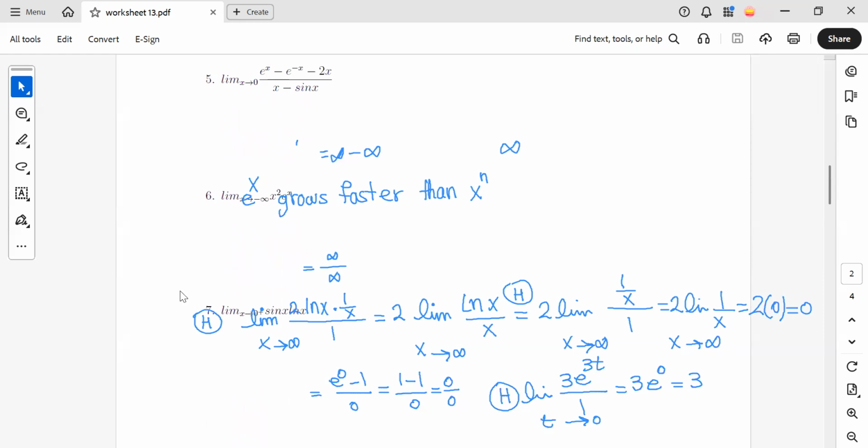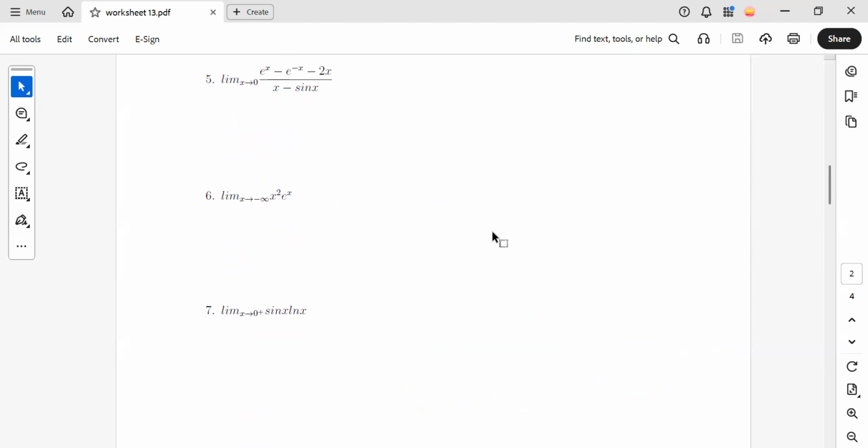Number 5 is finding the limit of this fraction here. Again, we would check if it is defined when you plug in 0 or not. We would get e to 0, which is 1, minus e to negative 0, which is the same as e to 0, minus 2x, which is 0, over x, which is 0, minus sine of x, which is 0.